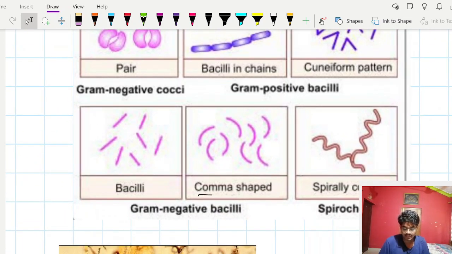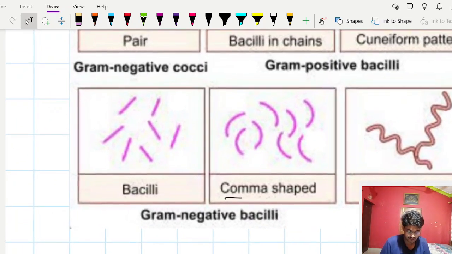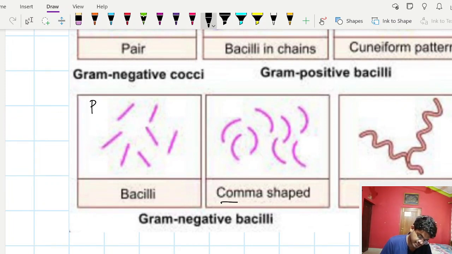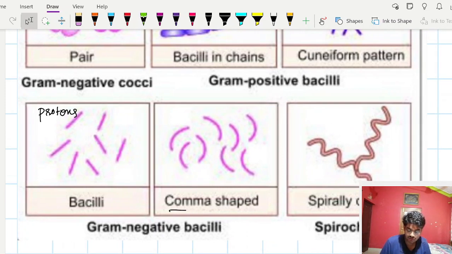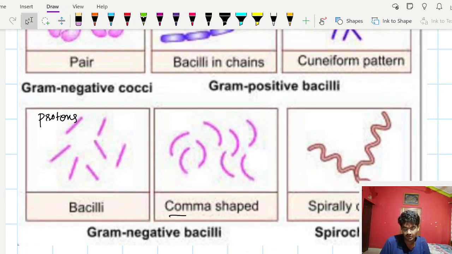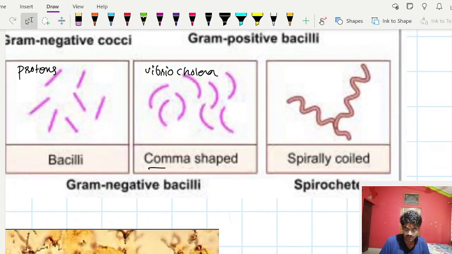Then there is gram negative bacillus. Gram negative bacillus example Proteus. I will show you the real slide of these. Then there is comma shaped gram negative bacillus, comma shaped Vibrio. We also know Vibrio means comma. So our Vibrio cholerae is a comma shaped gram negative bacillus.